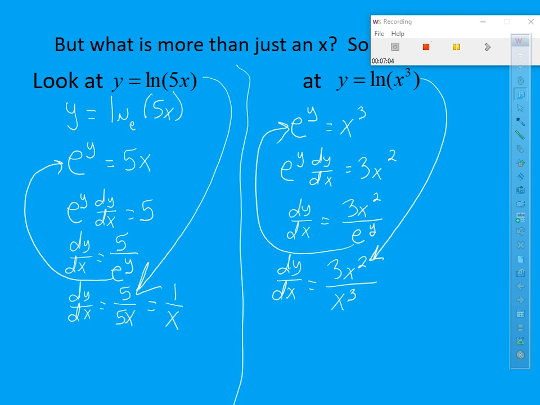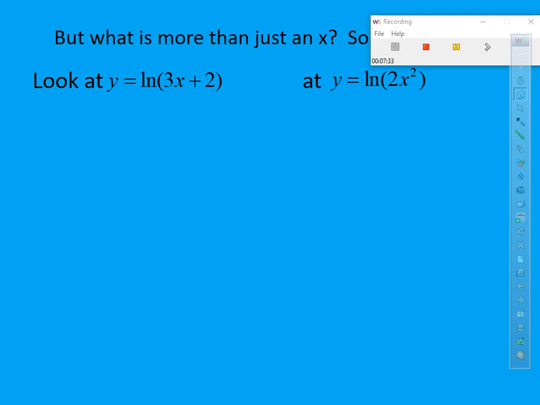Now, I'm not 100% done with this problem. I'm going to simplify this. I can take out an x squared from the numerator and x squared from the denominator. So my derivative simplified to be 3 over x. So start in your mind, try to start forming a way to go from there to there. I've got a couple more, and I think it'll become pretty obvious here pretty quick.